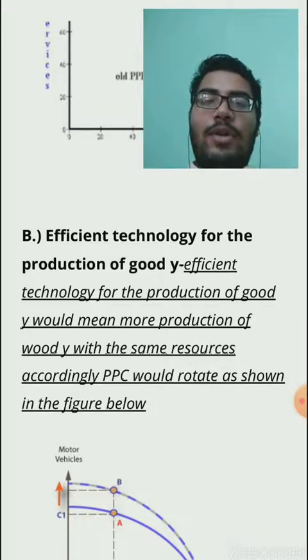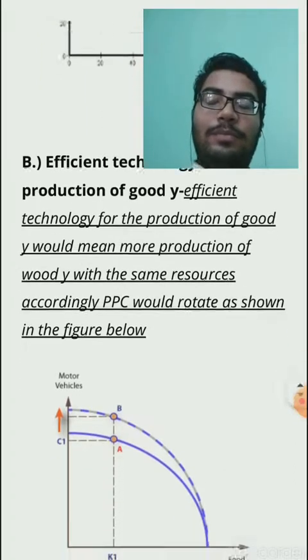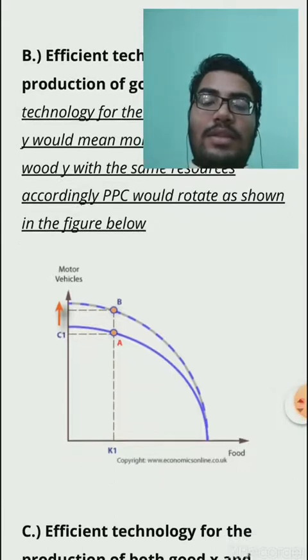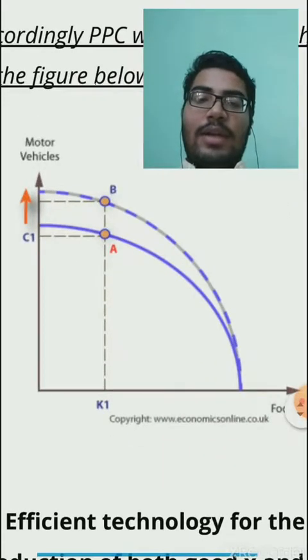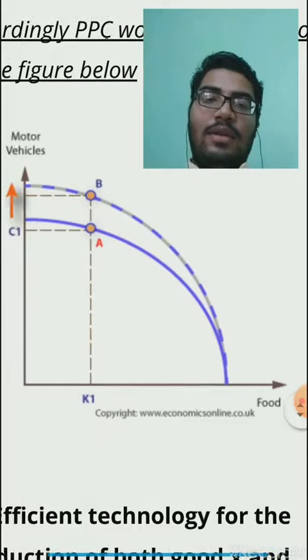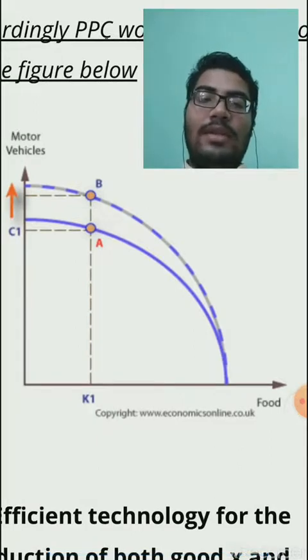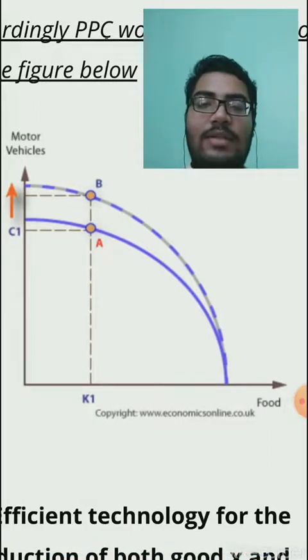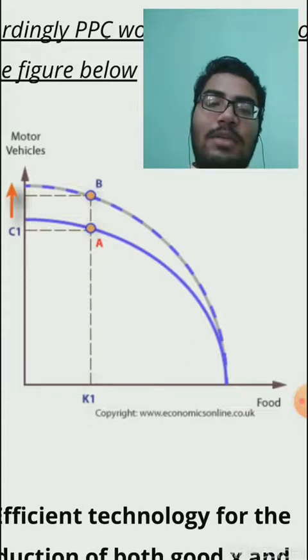Efficient technology for production of good Y would mean more production of good Y with the same resources. Accordingly, PPC would rotate as shown in the figure below. As you can see on your screens, food is given on x-axis and motor vehicle is given on y-axis. Okay, now there is a PPC curve.